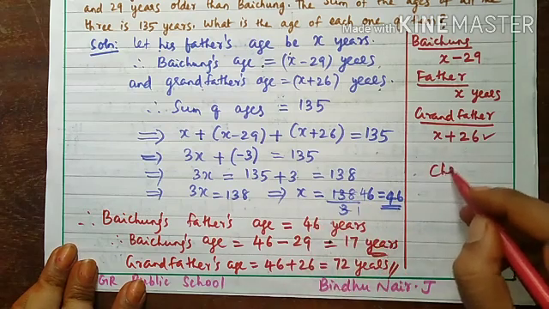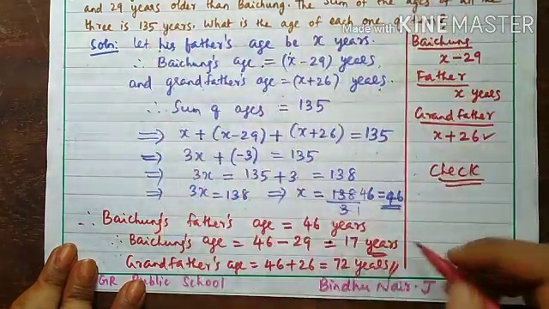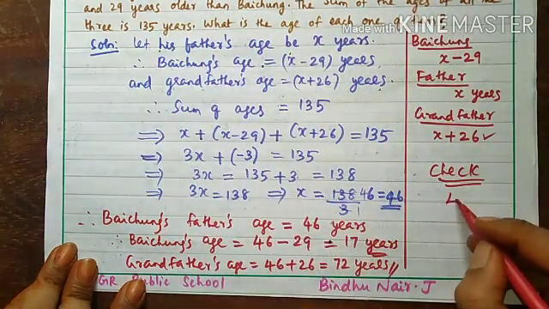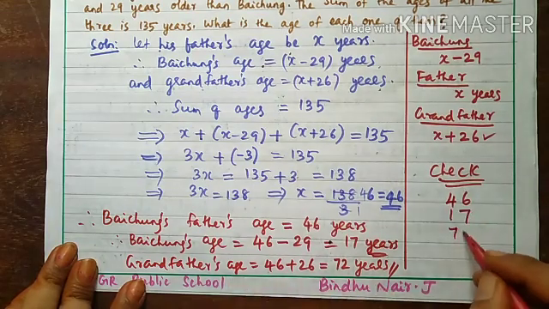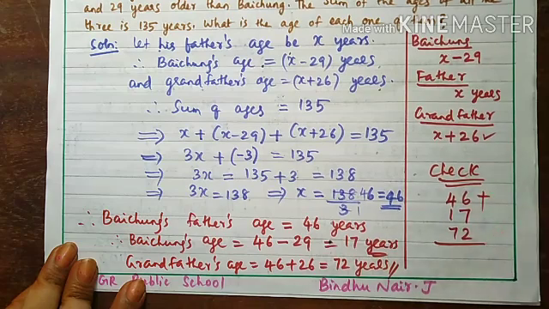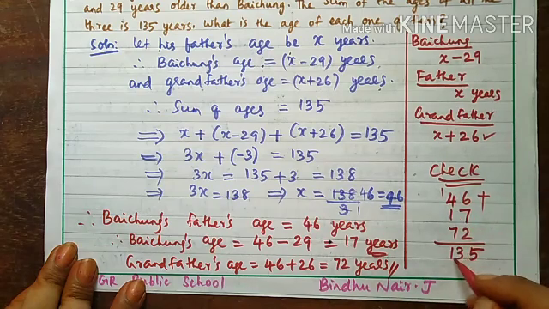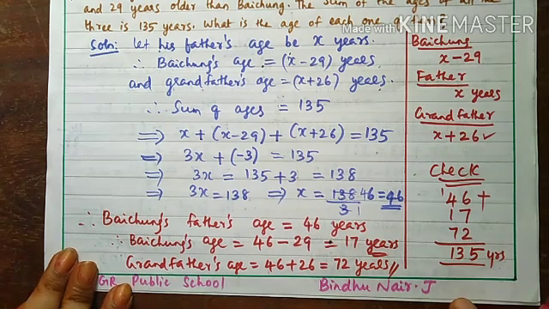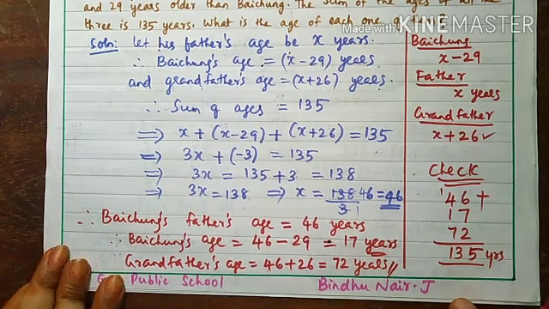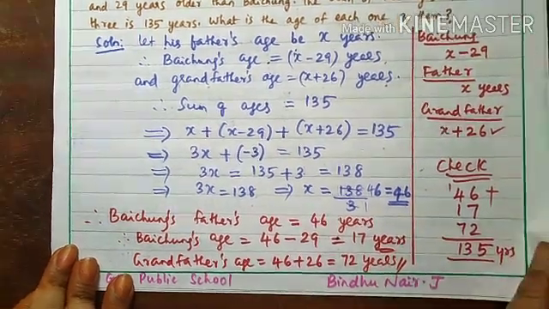If you want to check your answer, what will you do? Just check all the three ages are coming 135 or not. Age of father 46, age of Baichung 17 and age of grandfather 72. You just add, what is your answer? 7 plus 6 is 13 plus 2 is 15. Balance 1, 5, 6, 13. Yes, 135 came. So the total of all the three people's ages is 135. So that is this problem, Baichung's problem, very important problem.